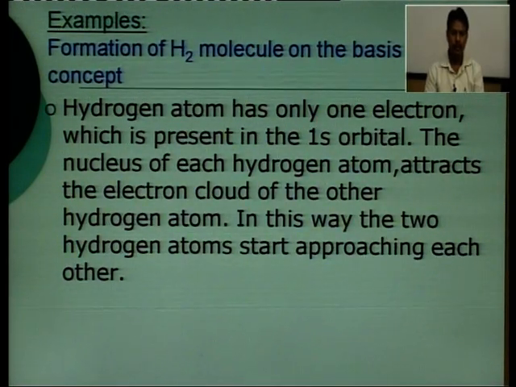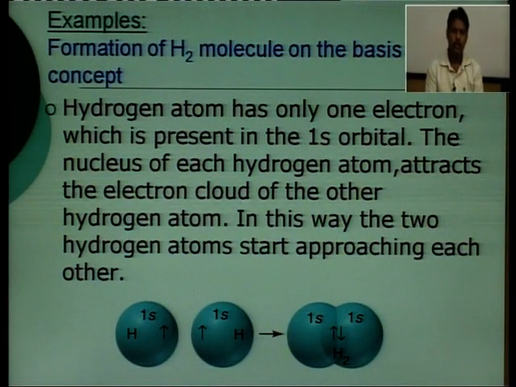Formation of the hydrogen molecule on the basis of this concept. A hydrogen atom has only one electron, which is present in the 1s orbital. The nucleus of each hydrogen atom attracts the electron cloud of the other hydrogen atom. In this way, two hydrogen atoms start approaching each other.